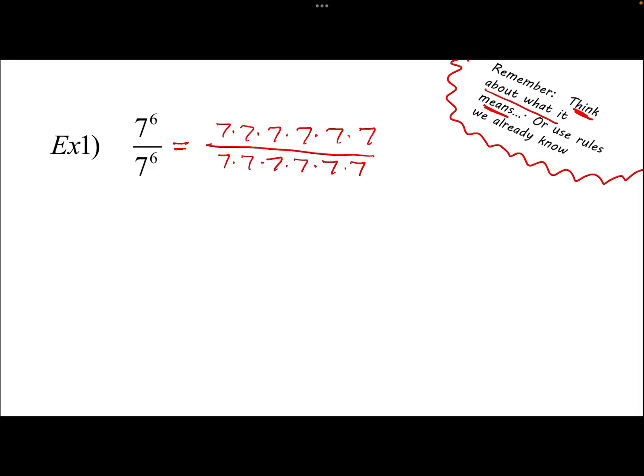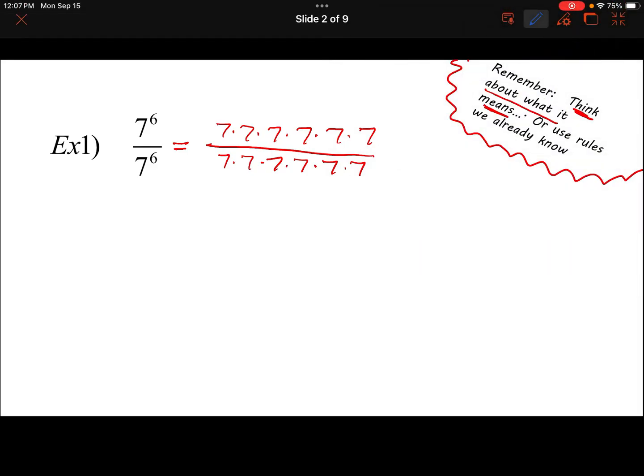And if I think about what it means and I cancel before I start, I can cancel, I can cancel, I can cancel, I can cancel, I can cancel. And I always ask people, what do I get? And if we were in class, some of you would say 0. We don't get 0. All of these cancel down to 1. 1 times 1 times 1 times 1, you get 1. Okay? If I use the rule, 7 to the 6th minus 6 would give me 7 to the 0.